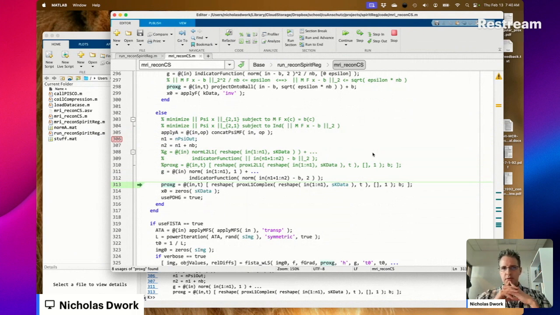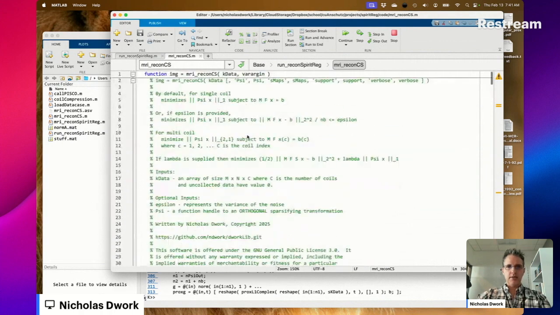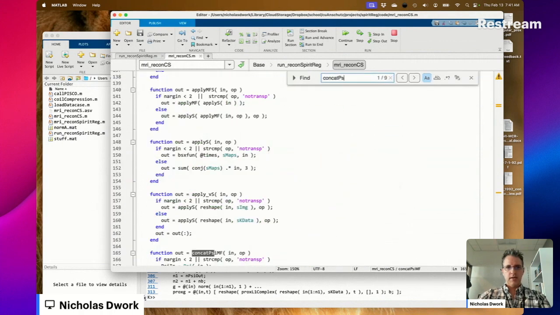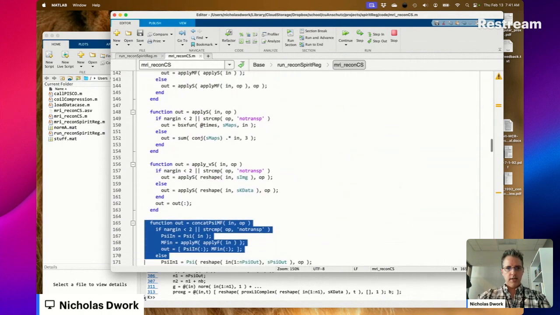So this is the one where I'm doing the giant A matrix that is psi MF, right? Concat psi MF. But now we know that psi is orthogonal, so let's get rid of that.